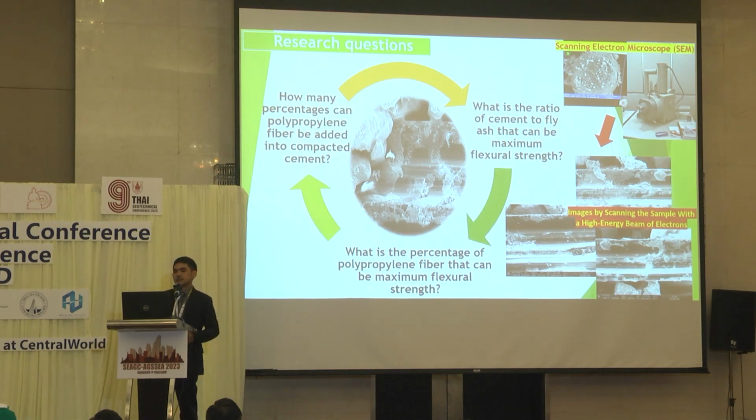Let's move on to the research questions. There are research questions in this study. First, what percentage of polypropylene fiber can be added into the compacted cement? Second, what is the ratio of cement to fly ash that gives the maximum flexural strength? And the last, what percentage of polypropylene fiber gives the maximum flexural strength? You can see the relationship between the sand, fly ash from municipal solid waste, cement, and polypropylene fiber in the image, obtained by scanning the sample with a high energy beam of electrons.